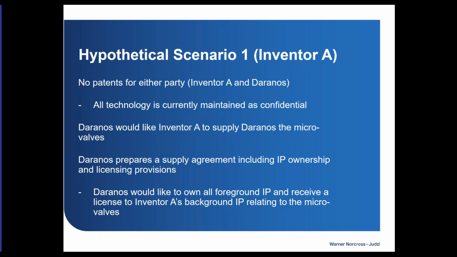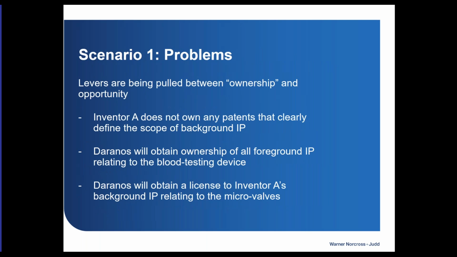Here, Theranos wants to make sure that if they utilize this microvalve, they can freely commercialize the technology. At the same time, being the potential bigger player in the field, they also want to make sure they have ownership of the IP. The inventor A here sees an opportunity to work with Theranos, so may be willing to give up ownership. However, on its face, there are some problems. The levers are being pulled between ownership and opportunity, where opportunity is with the inventor A, but ownership is falling all on Theranos.